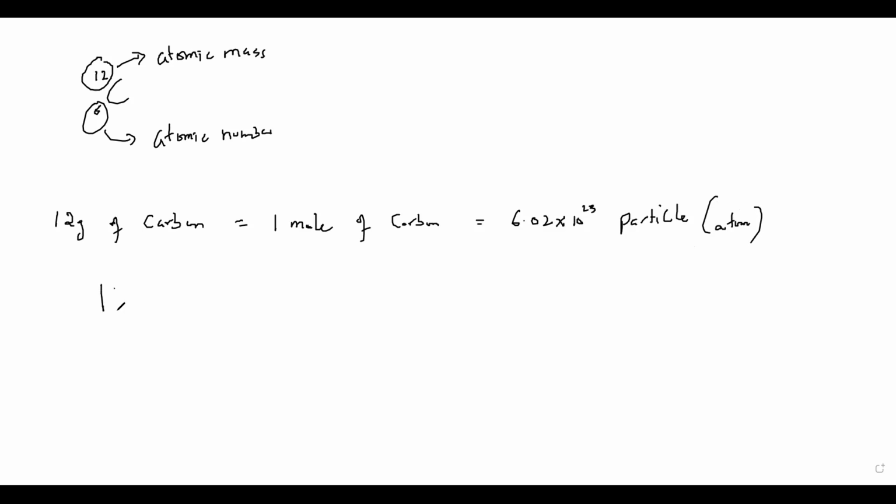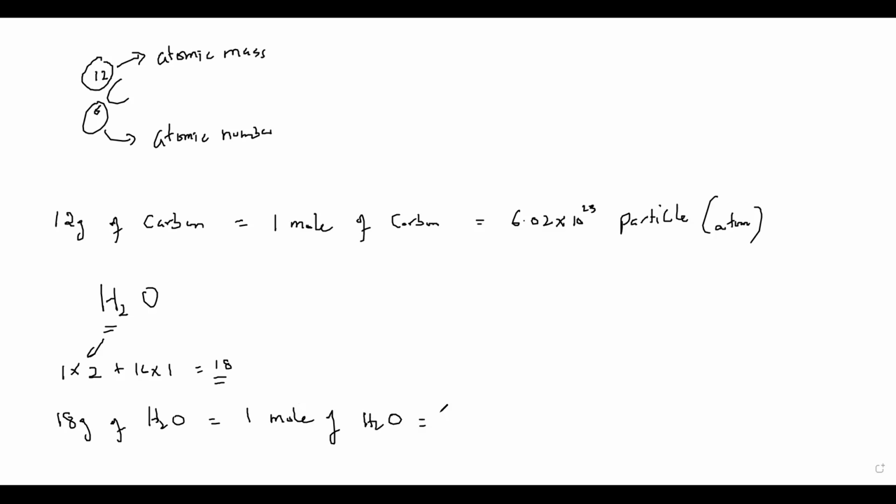Same way, for example, if I say H2O. In H2O, hydrogen is 1 multiplied by 2 plus oxygen is 16 multiplied by 1, so the total will be 18. If we have the same molecular mass in grams, so if we have 18 grams of H2O, how many moles will be there? It will have 1 mole of H2O or water, and because these are a group of atoms or molecule, it will have 6.02 x 10^23 molecules. Is it clear? The concept of the moles.